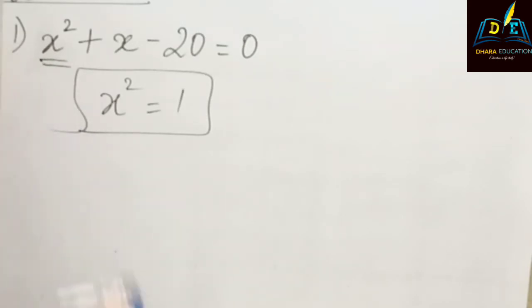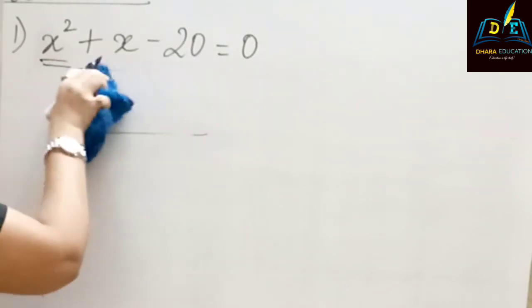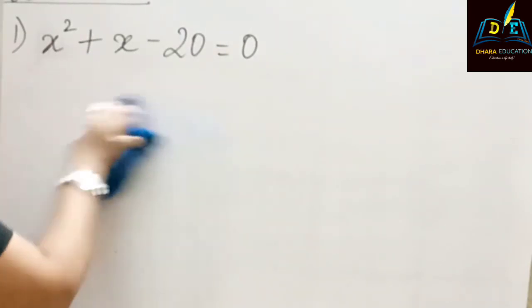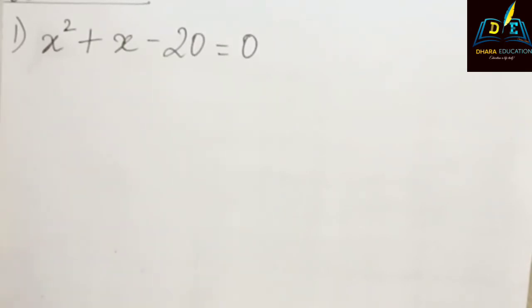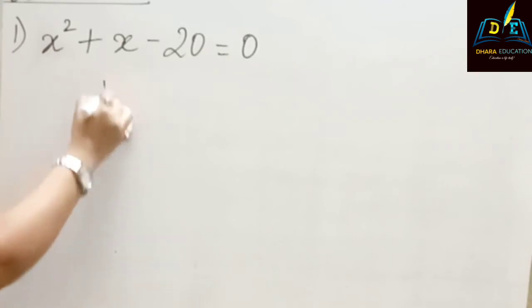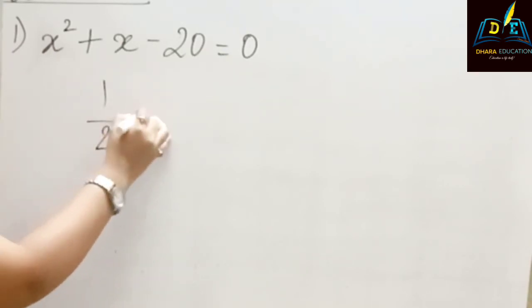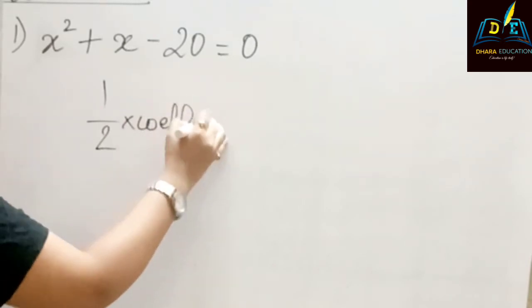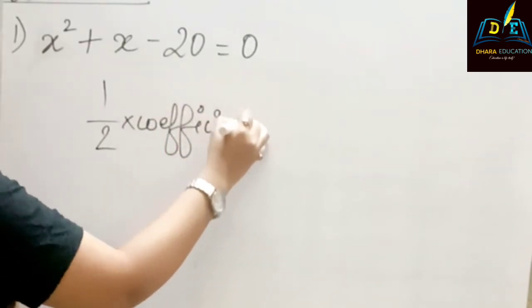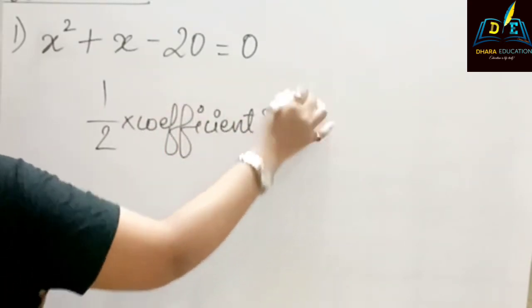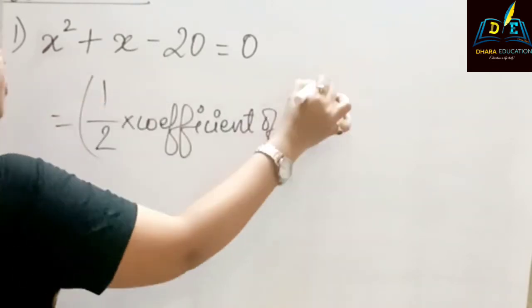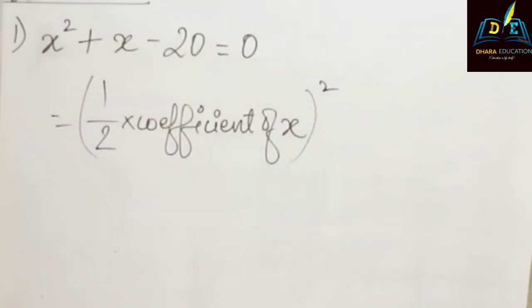Okay. So what is the next step? The second step which I told you just before is to find the term to be added by using the formula 1 upon 2 multiplied by the coefficient of x, the whole square. Okay. It is the second step. So let's start.